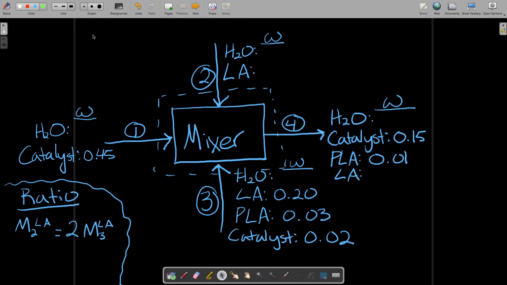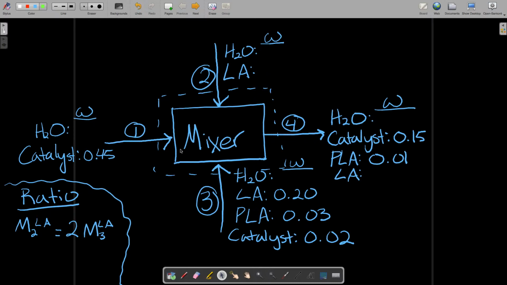This problem is about the generation of polylactic acid, or PLA, using lactic acid, LA, water, and a catalyst. So Brittany's going to go ahead and show you how to set up the diagram. Okay, so we already have the diagram drawn out for you here. It includes a mixer with 3 streams coming into it and 1 stream leaving.